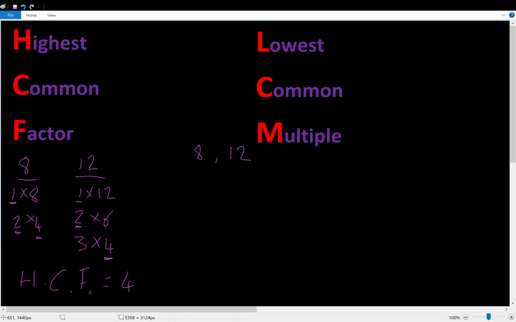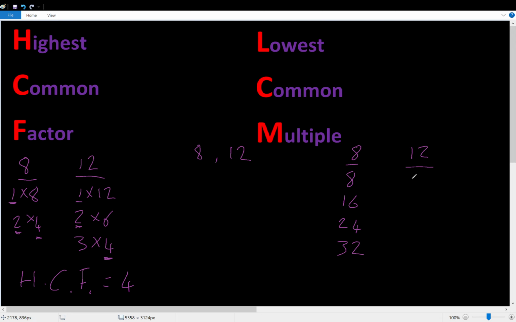Now let's take a look at the same pair of numbers but for lowest common multiple. So this time we're going to list out the multiples of 8 and 12. And we're not going to list all the multiples because that will go on forever. So we'll just list them, say, 4 at a time. So 8 times 1 is 8, 8 times 2 is 16, 8 times 3 is 24, and 8 times 4 is 32. And we're going to do the same thing for 12.